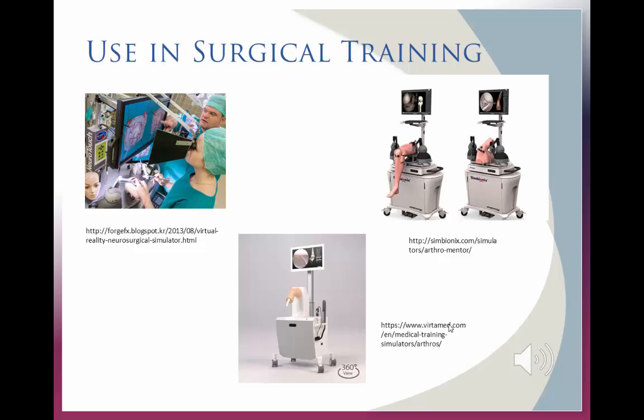The Arthromentor by Symbionics at the top right allows for high-fidelity arthroscopic surgical training for knees, hips, and shoulders. Both of these devices use conventional haptic devices with 3 degrees of freedom. The Vertimed Arthro S simulator, shown at the bottom, also allows for advanced arthroscopic surgical training, but utilizes magnetic haptics. This allows the trainee to have greater freedom of motion with the camera and instruments while still receiving force feedback.